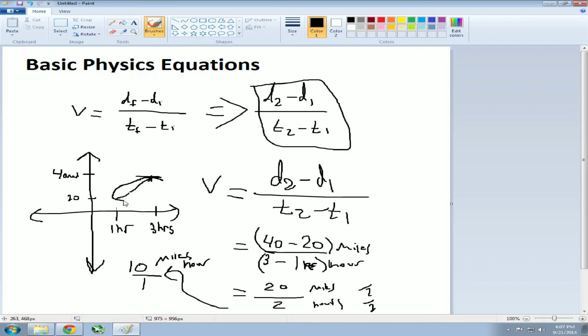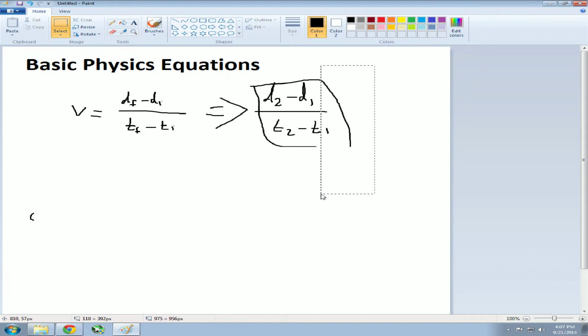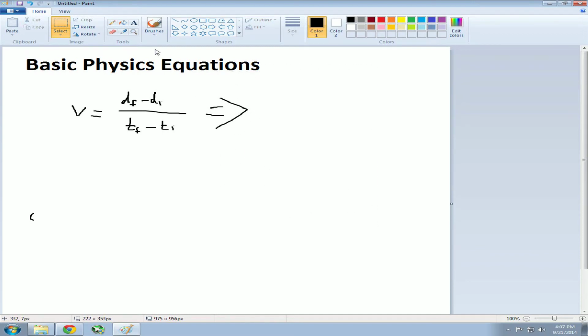So this area right here, the car is moving 10 miles per hour. So now that we have this, we can start doing some other things with this graph or this equation. So I'm going to rewrite this equation real fast. Remember, it's going to be d2, the final, minus d1, which is initial, over the final time minus the initial time. Okay, so using this, we could simplify this to say that the speed is equal to d over t, right?